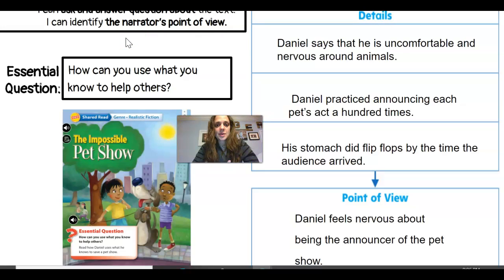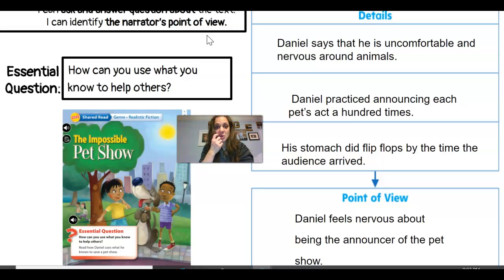So 3rd graders, we did it. I can identify the narrator's point of view. We close read the story and we identified key details that show what the character, who's the narrator of our text, thinks and feels about an event in the story.